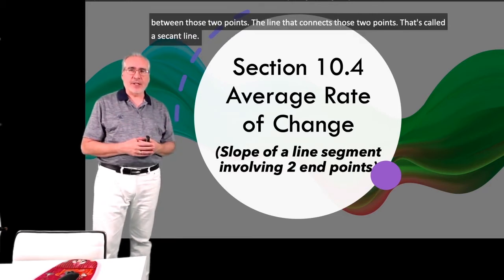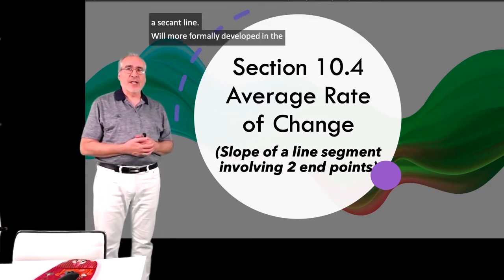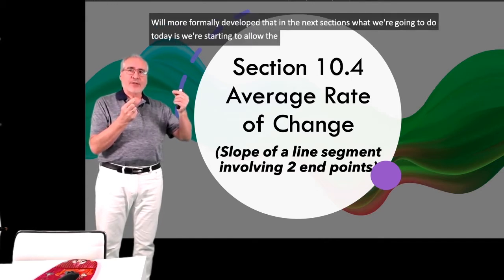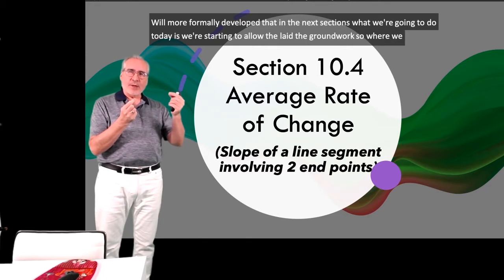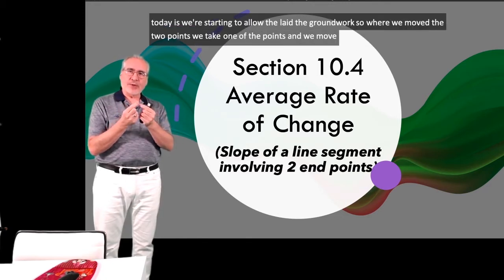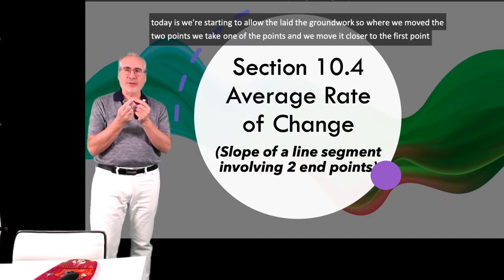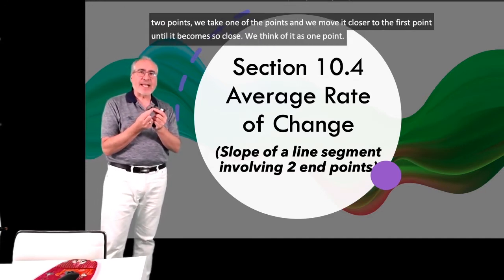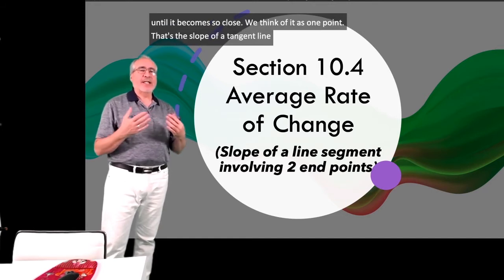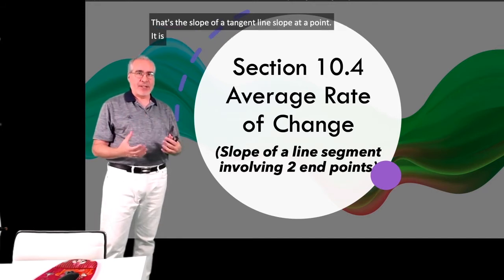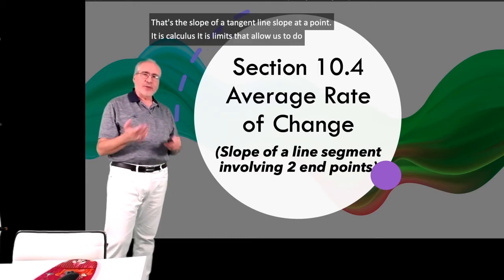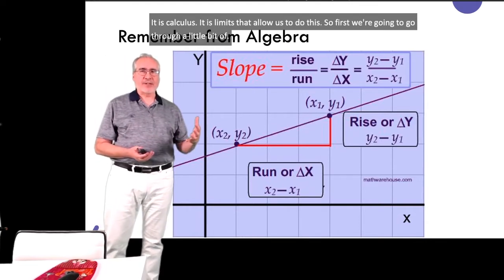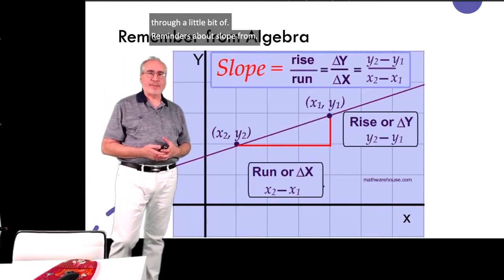We'll more formally develop that in the next sections. What we're going to do today is we're starting to lay the groundwork. So we take one of the points and we move it closer to the first point until it becomes so close, we think of it as 1 point. That's the slope of a tangent line, slope at a point. It is calculus, it is limits that allow us to do this. So first we're going to go through a little bit of reminders about slope from algebra.